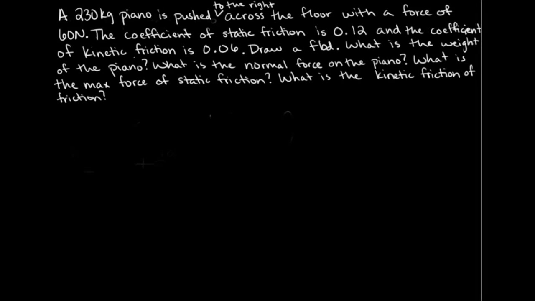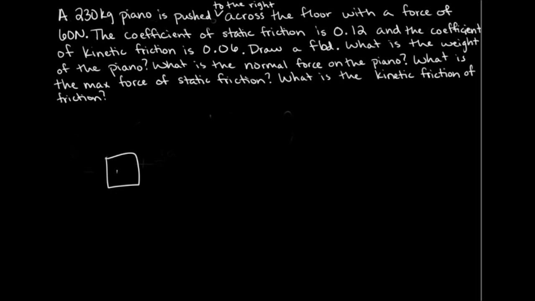A 230 kilogram piano is pushed to the right across the floor with a force of 60 newtons. The coefficient of static friction, the amount of static friction, is 0.12, and the coefficient of kinetic friction, the amount of kinetic friction, is 0.06. Draw a free body diagram, find the weight, find the normal force, find the maximum force of static friction, and the kinetic friction. So I'm going to start with that free body diagram.